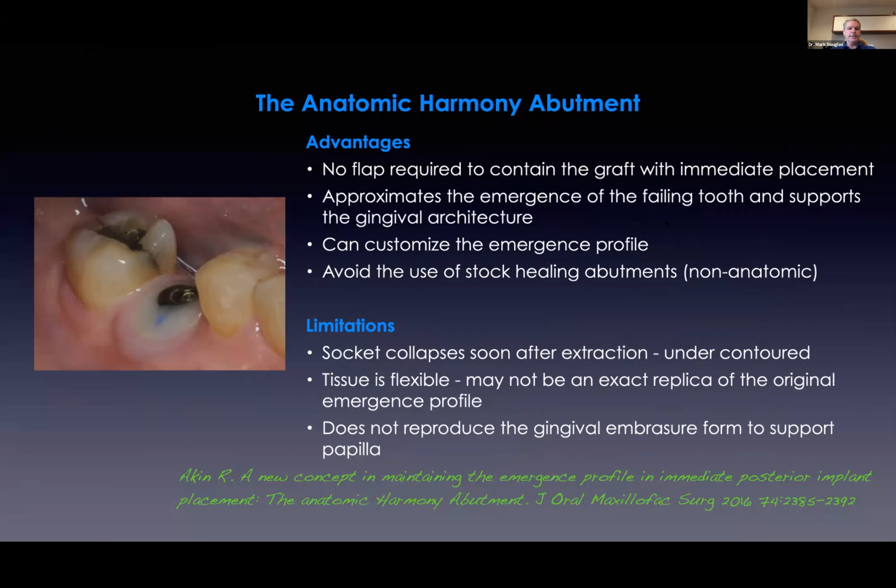Limitations: the problem is, sockets collapse soon after extraction, so it'll be a little bit under-contoured with respect to what you want it to be. And the tissue is flexible, so when you put it in, you might distort the tissue, so it's not going to be an exact replica of the emergence profile. And it doesn't reproduce the gingival embrasure form to support the papilla.